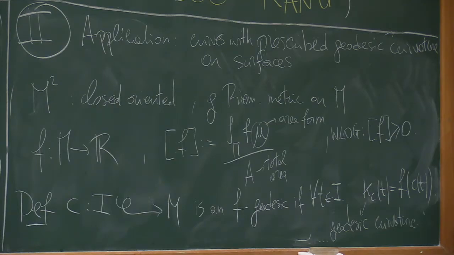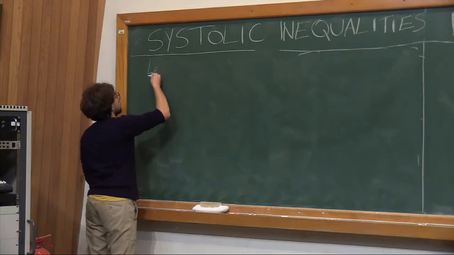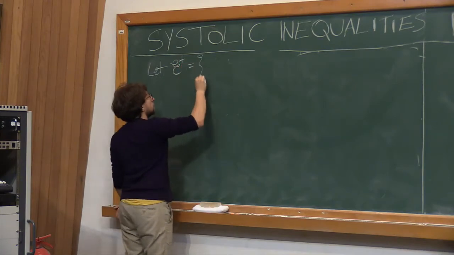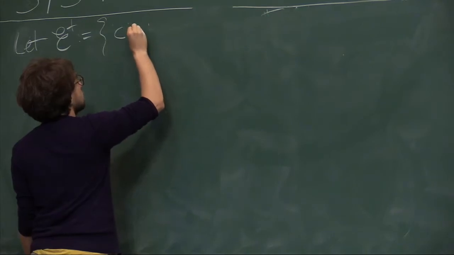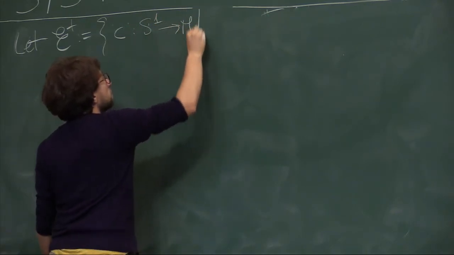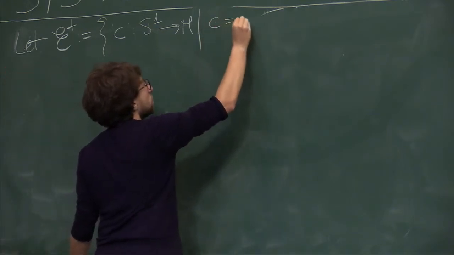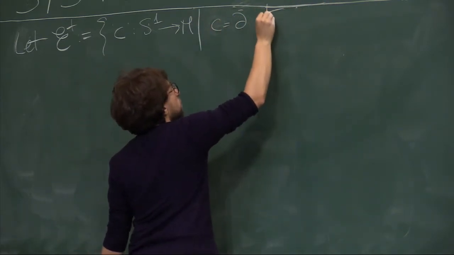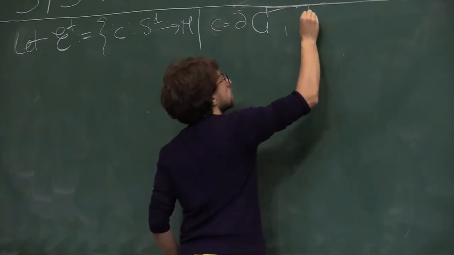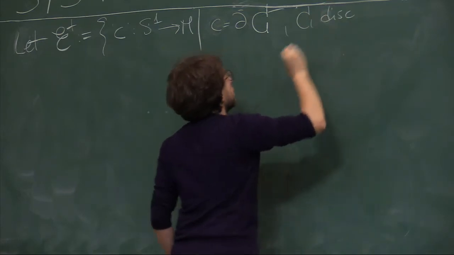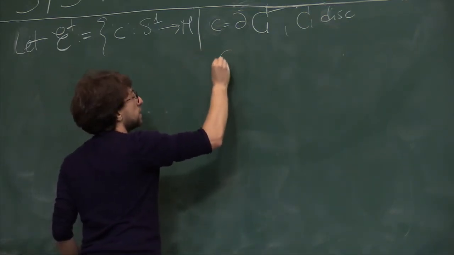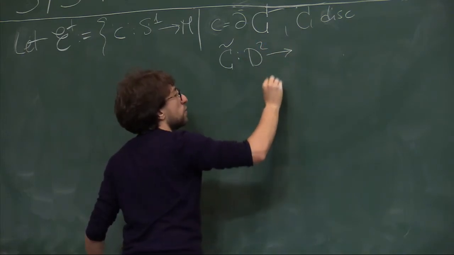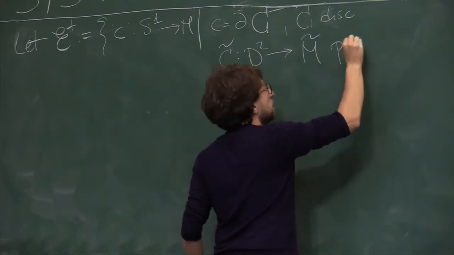Okay, so now let curly E plus be the set of curves c from S1 into M, such that c is just the boundary of a disk, which I call capital C. And then what I require about this disk is that if I take now the lift of the disk to the universal cover of M, this is positively embedded.